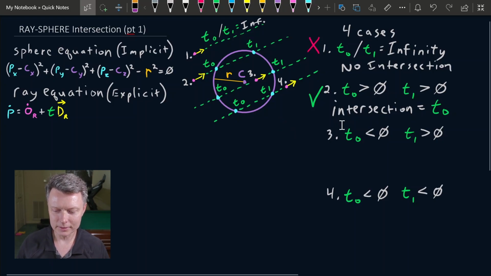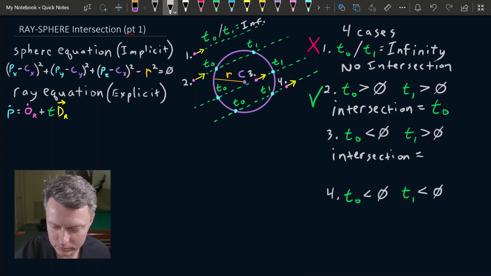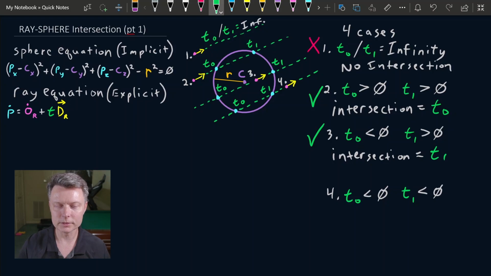And so now on this one, this case number 3, we're going to choose the second one, which is t1. So I'll write intersection equals t1. And I'll put a big green check mark because that was a valid intersection, so it was a success.